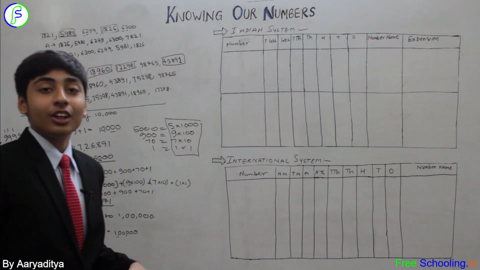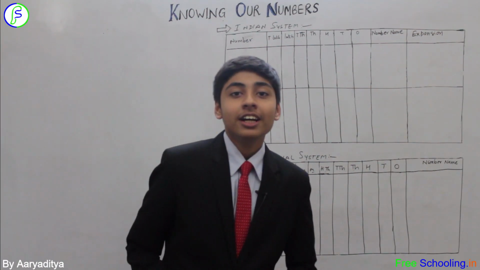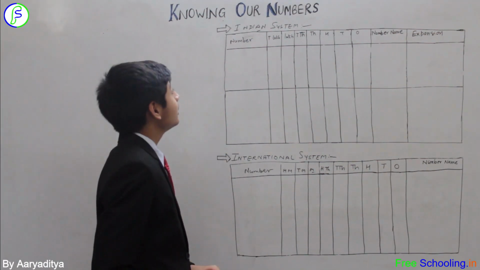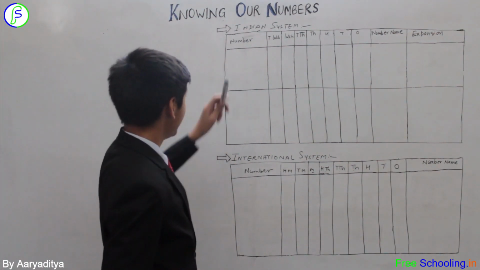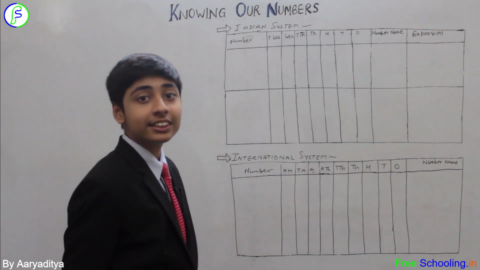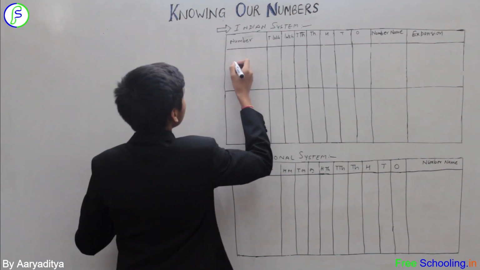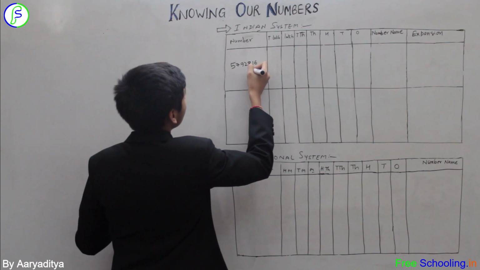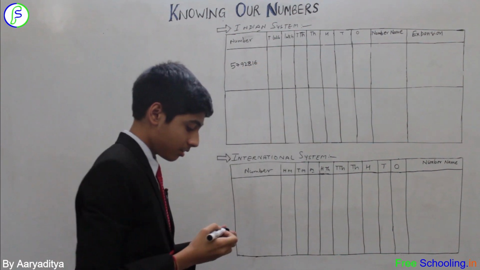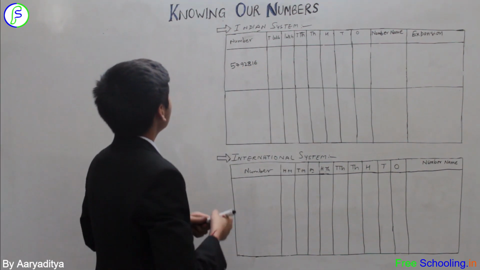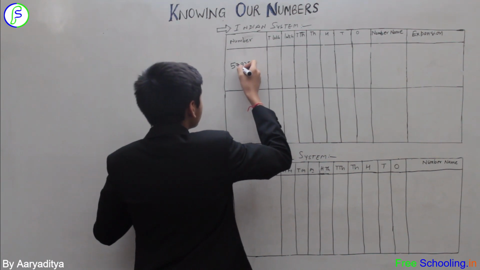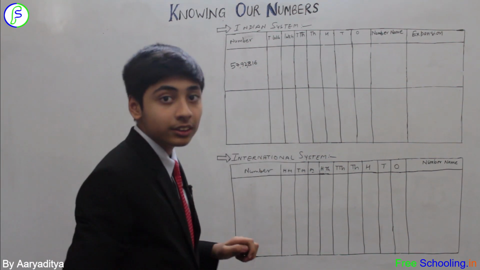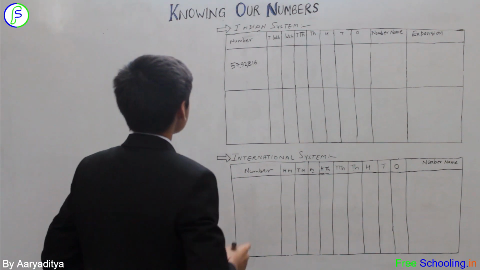Now let us get on to the number system. There are two kinds of number system, Indian and international. First, let us start with the Indian. Let me take an example: 572816. We need to insert commas. I will tell you in more detail how to insert commas and what the use of a comma is.